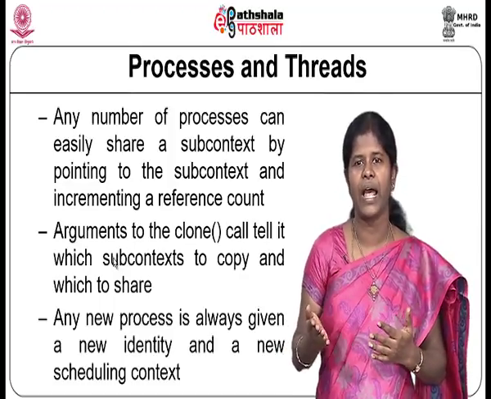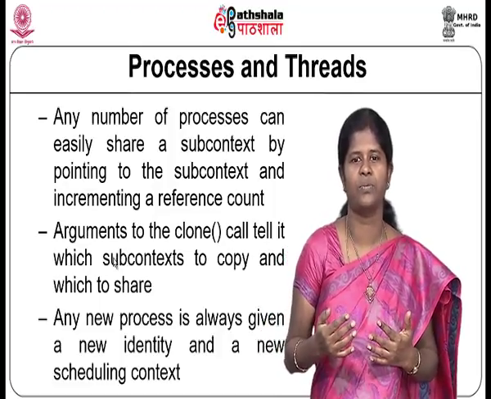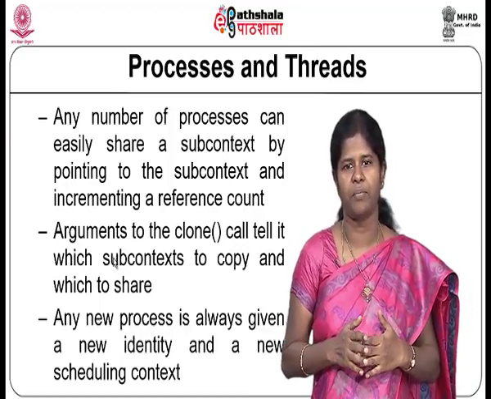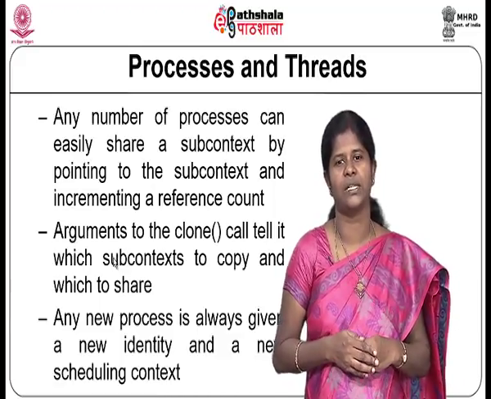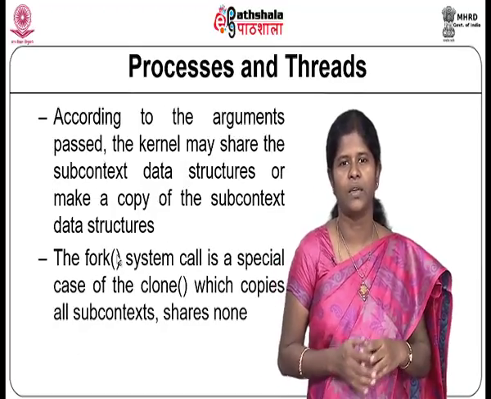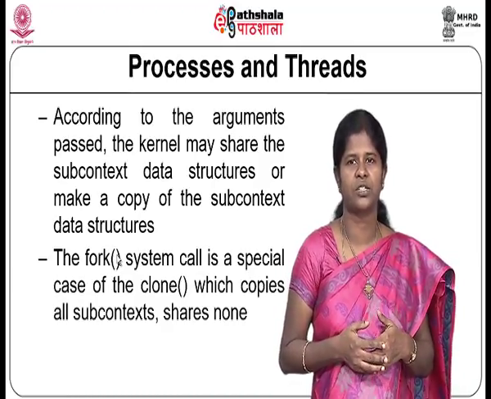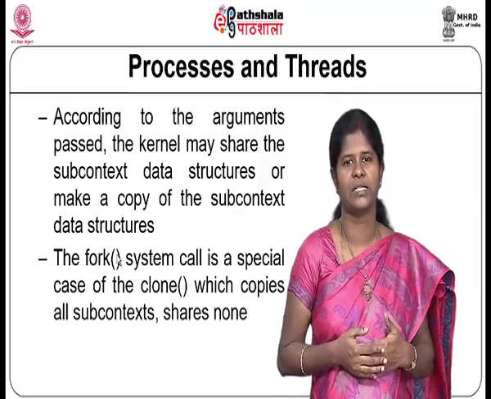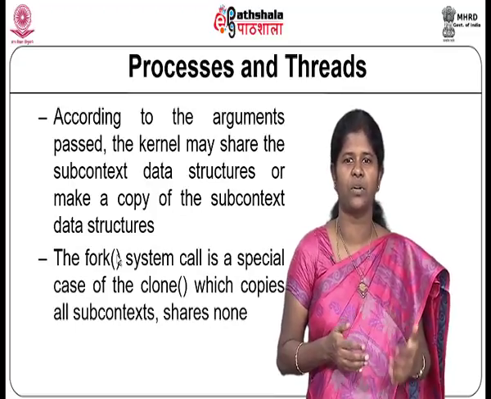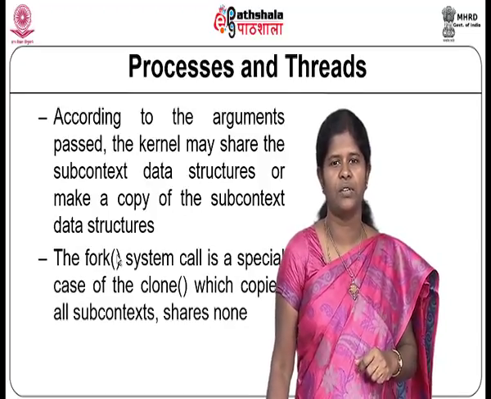If you set some flags, then those have to be shared. If you do not set the flag, then those will have to be copied. So, by default a copy has to be made. If flags are set, then sharing can happen. Any new process which you are creating will always be given a new identity and a new scheduling context. And according to the arguments passed, the kernel will share the subcontext data structures or it will make a copy of them. The fork system call, we can say, is a special case of the clone system call, which will copy all the subcontexts, but it will not share any of them.